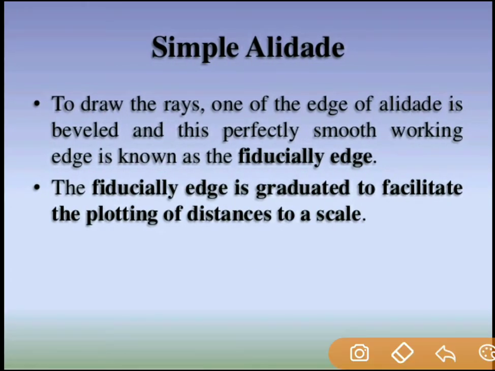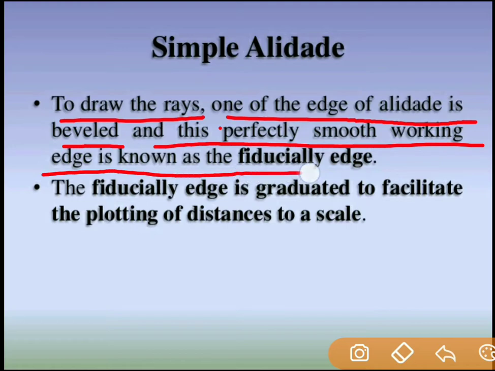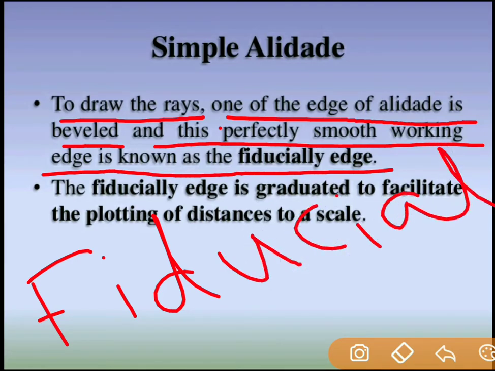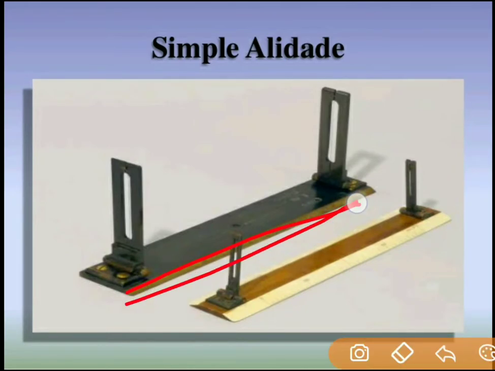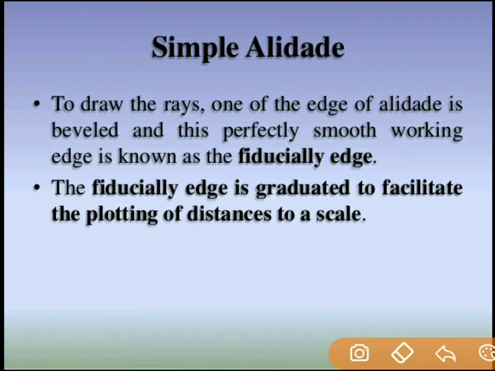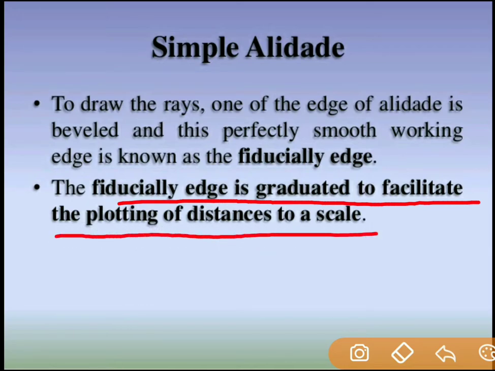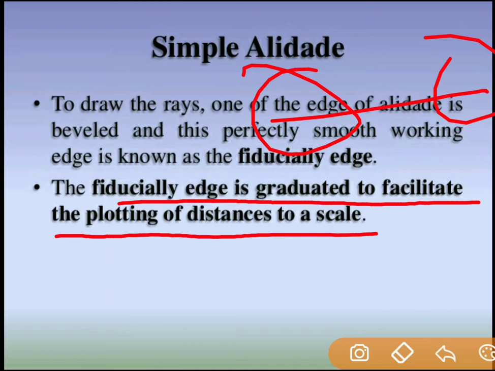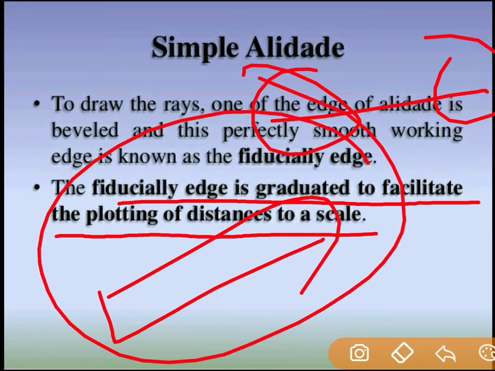Next, the simple alidade. What is its use? To draw the rays. One edge of the alidade is beveled and perfectly smooth. The working edge is known as the fiducial edge. The fiducial edge is graduated to facilitate the plotting of distances to scale. For example, when I measure the distance to an object with the alidade, the fiducial edge has a scale, so we can directly plot the value on the paper.